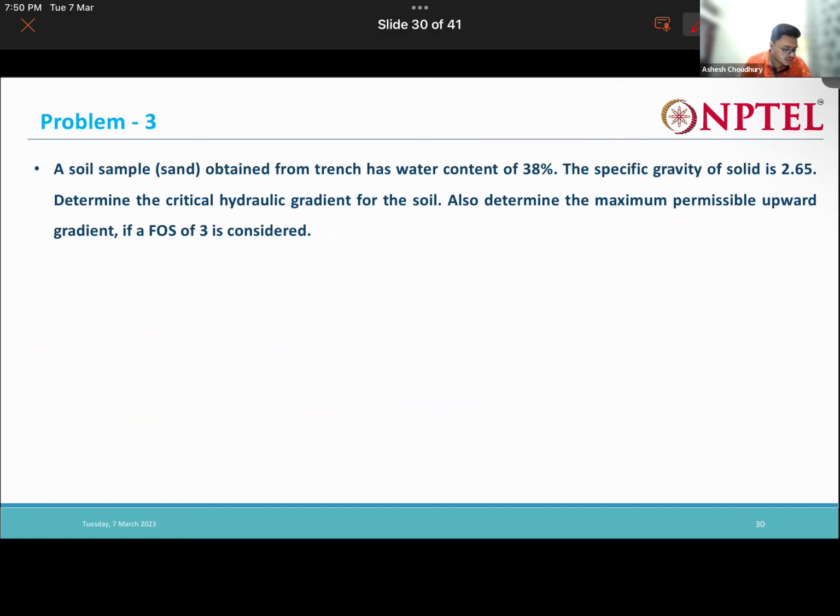So now let us come to the next problem. In the next problem, it's given a soil sample, which is sand, obtained from a trench, that has a water content of 38%. Water content is given and the specific gravity is given. We need to determine the critical hydraulic gradient of the soil. We already discussed what the critical hydraulic gradient is: (G minus 1) by (1 plus e). I also showed you how it came.